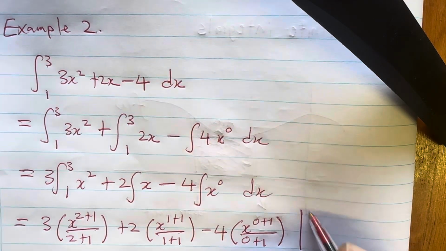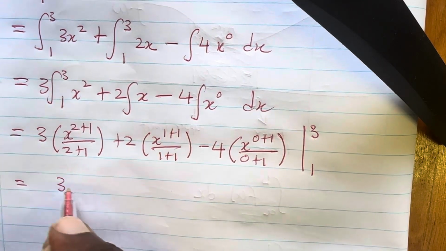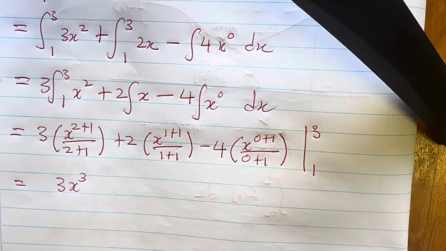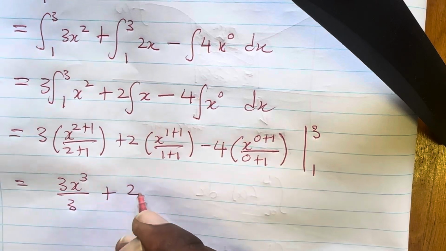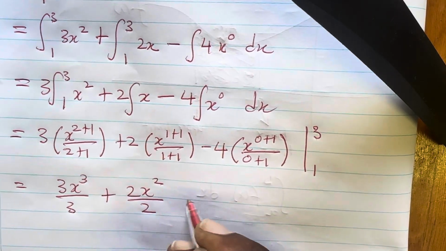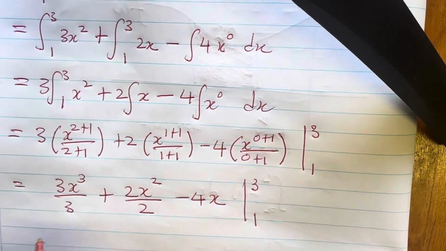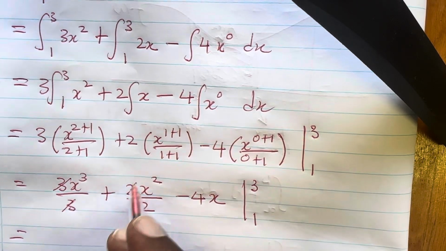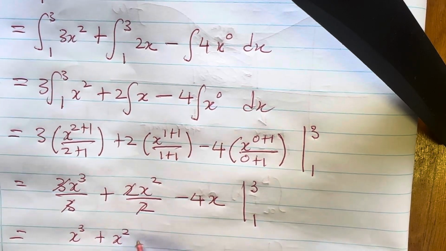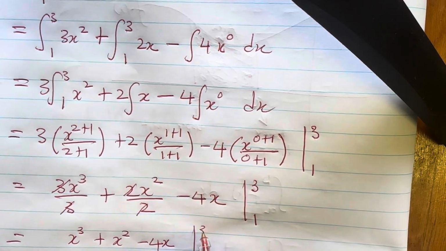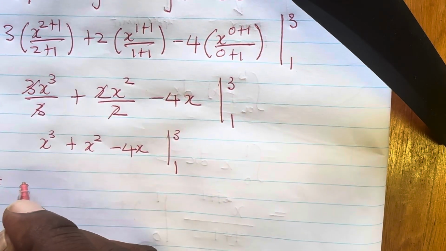Our limits are 1 and 3. We have 3x cubed divided by 3, plus 2x squared divided by 2, minus 4x, with limits 1 to 3. The 3s divide each other and the 2s divide each other, leaving x cubed plus x squared minus 4x, with limits 1 to 3. Now we determine the area.